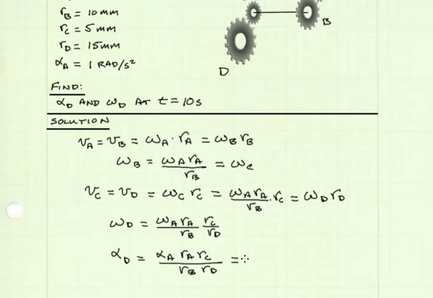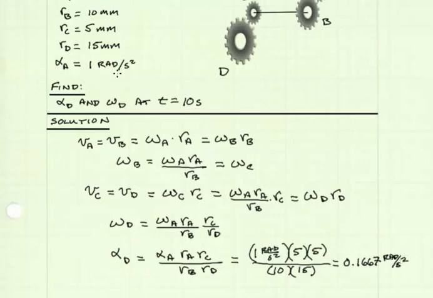If our angular acceleration at A is equal to 1, then we have 1 radian per second squared times the radius of A, which is 5 millimeters, the radius of C, which is also 5 millimeters, divided by the radius of B, 10 millimeters, and the radius of D, 15 millimeters, which gives us an angular acceleration at D of 0.1667 radians per second squared. Since the acceleration at A is constant, then the acceleration at D is also constant.